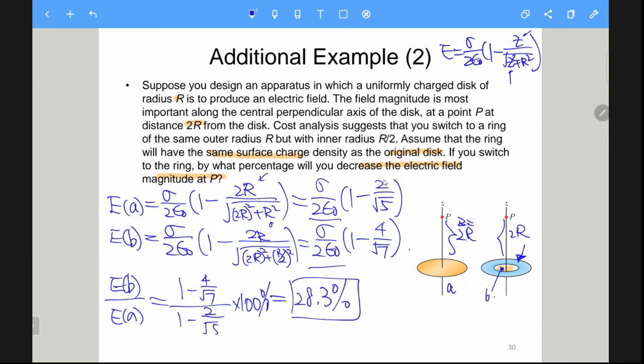So we can assume that this is E_A, this is E hollow. So the reduction is 28.3% if we just make this part hollow.